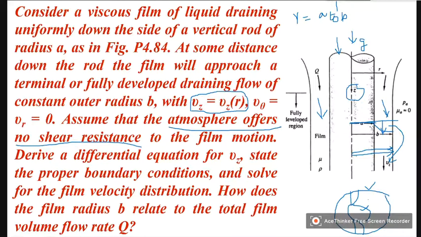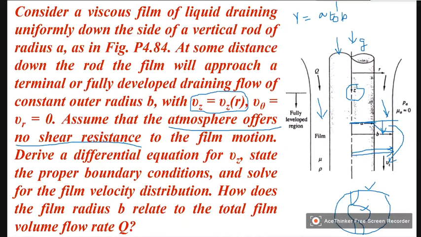I have underlined it, and it is in the figure also, it is given. At contact with atmosphere, sir. Where the atmosphere is, there the shear resistance is 0, sir. That is at distance B from the center of the pipe.